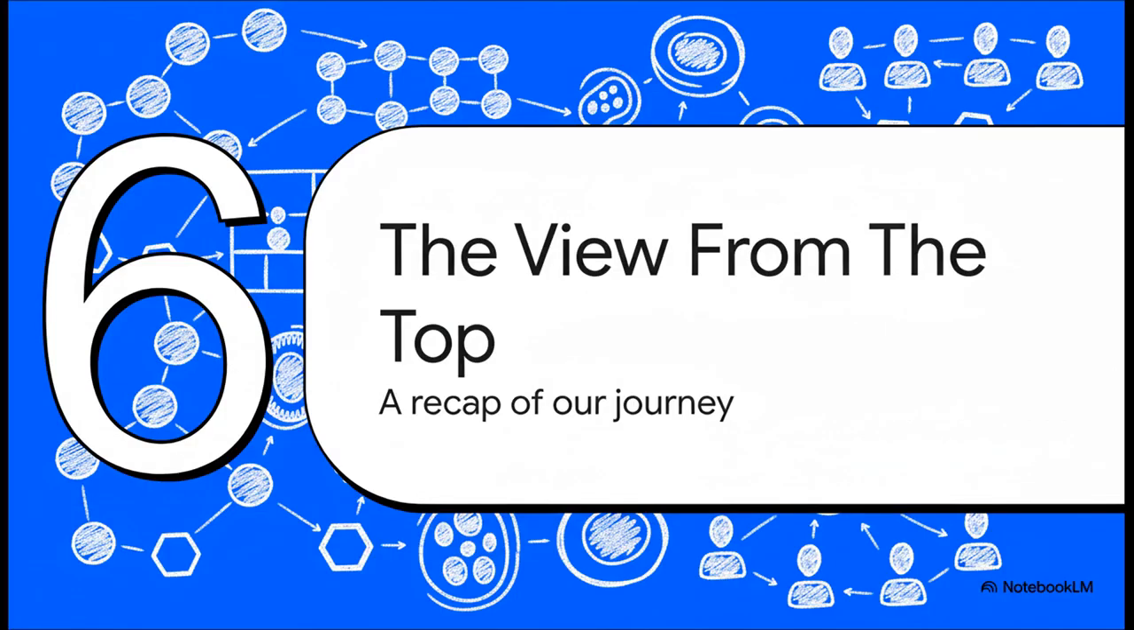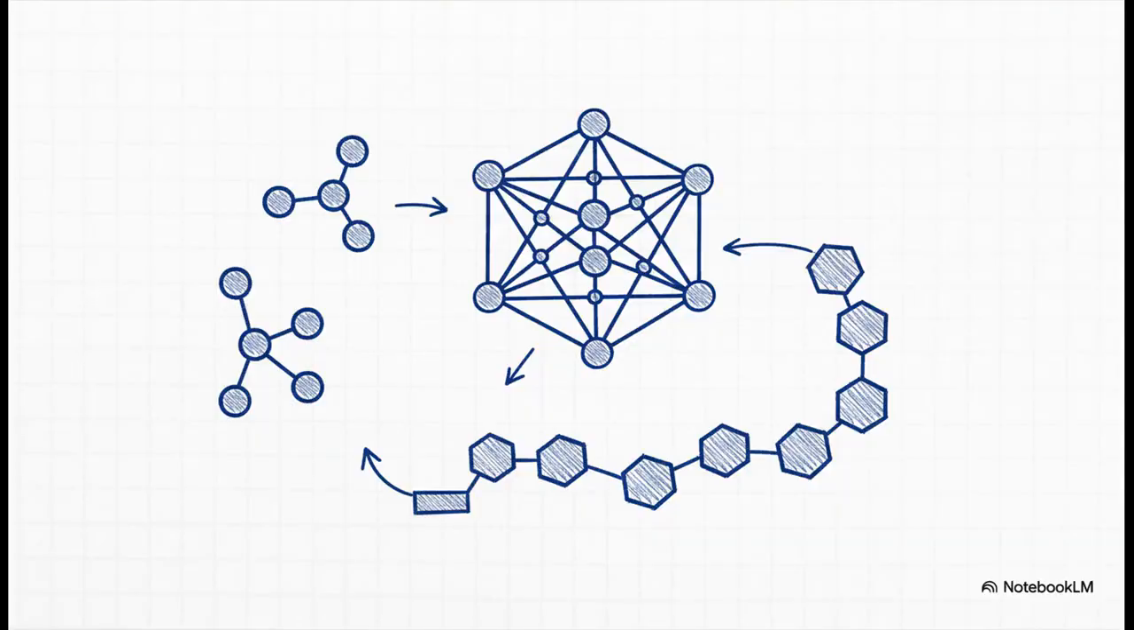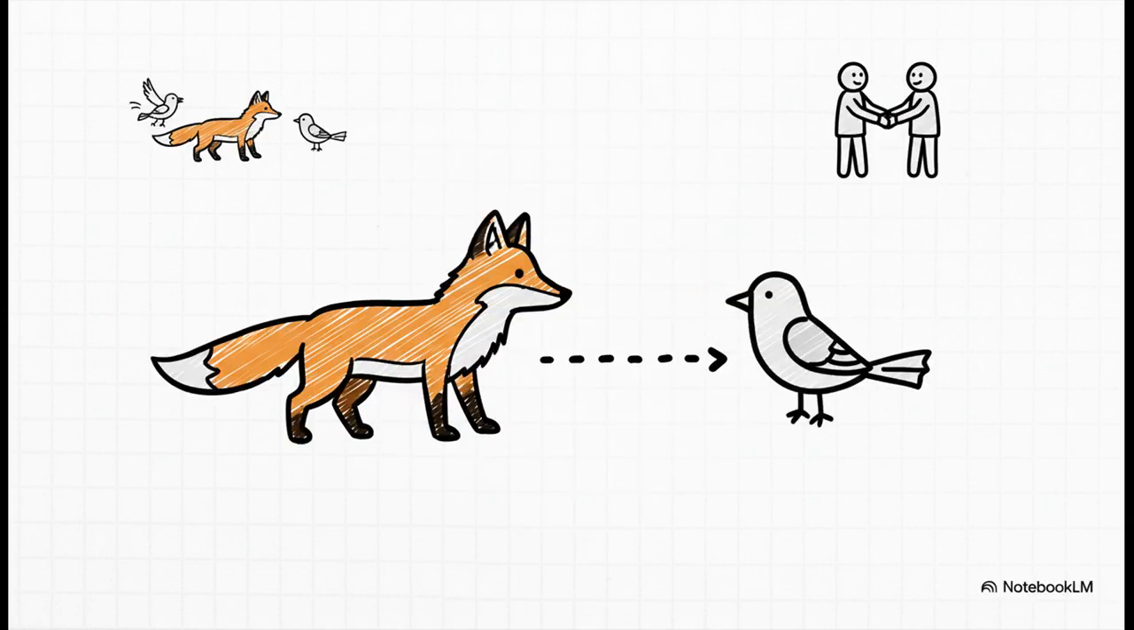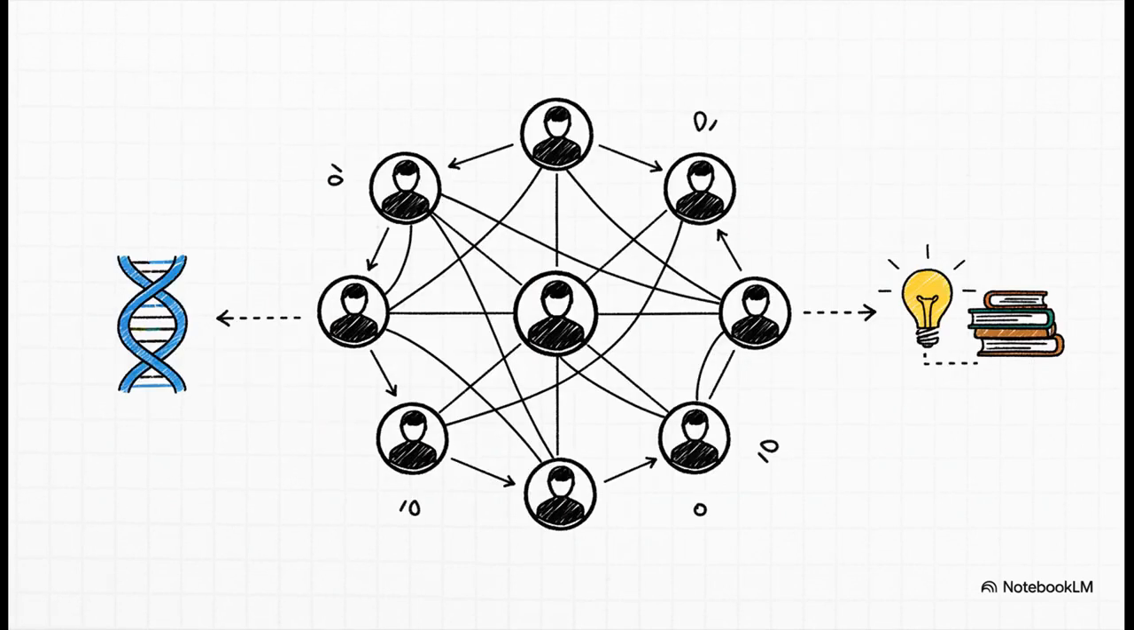Let's just take a quick look back at the climb we just made. We started with the basic fundamental rules of physics and chemistry. Then, life emerged, and with it, the whole new internal concept of health. Those life forms then grouped together, unlocking all these external relationships like predator and prey. And finally, those individuals form societies that are based on shared genes and, more importantly, shared ideas.